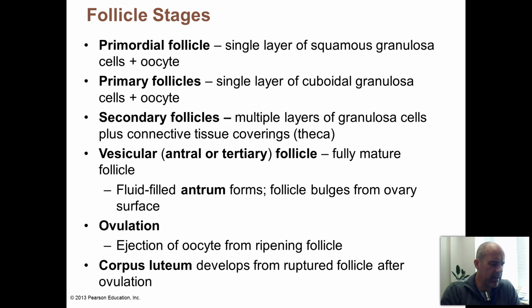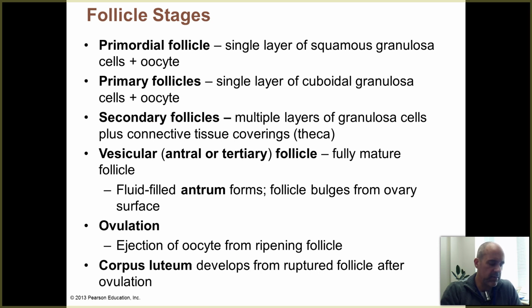So let's talk a little bit more about these different follicle stages. All right, so a primordial follicle has an oocyte on the inside, and it is covered around the outside by a single layer of squamous granulosa cells. So squamous means that they're flat. If you looked at them under the microscope, you'd see a ring of these cells and then this larger oocyte on the inside.